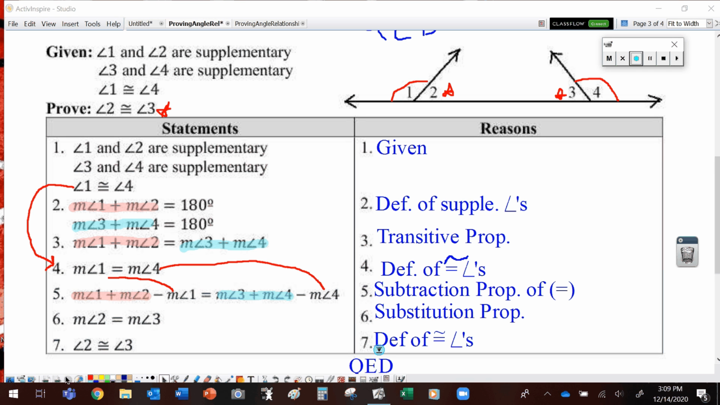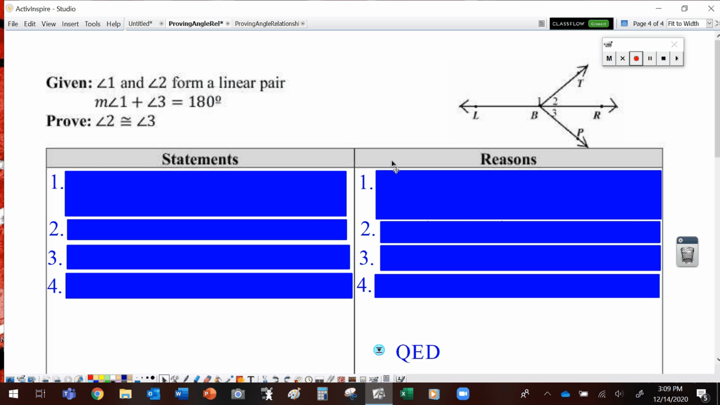All right, let's take a look at just a couple more. Now, these ones are all completely blank. So we need to think about a strategy on how we're going to get from where we're starting to where we want to end up.